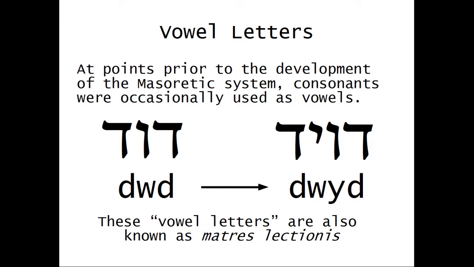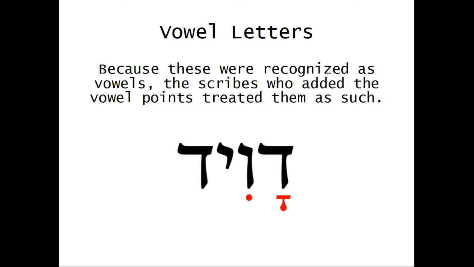These vowel letters are also known by their Latin name, the Matres Lectionis, or mothers of reading. They are an aid for the reader to understand, if there might have been some ambiguity, where to place a vowel sound, or what type of vowel sound to place there. When the Masoretes began adding their vowel points, they treated these consonants as vowels. So whether it was the Dalet, Vav, Dalet form of this name, or the Dalet, Vav, Yod, Dalet, they inserted the same vowels because it would have been pronounced the same way.